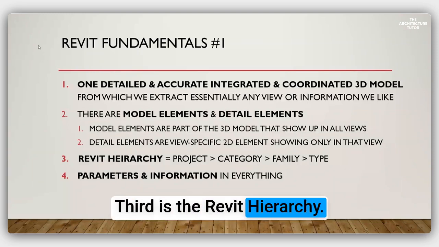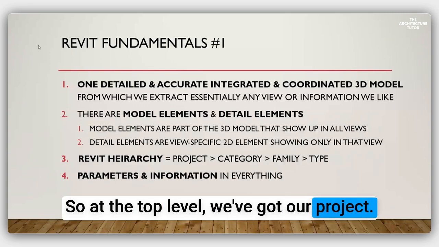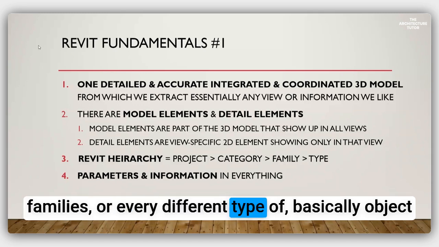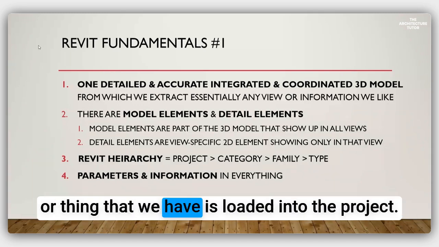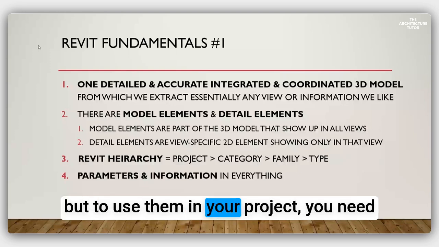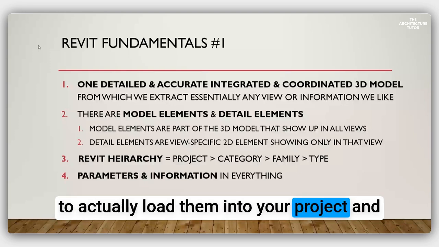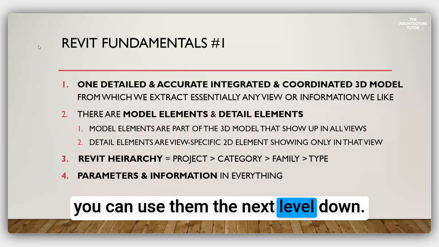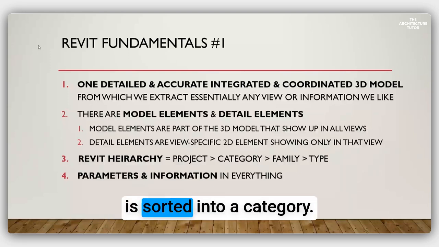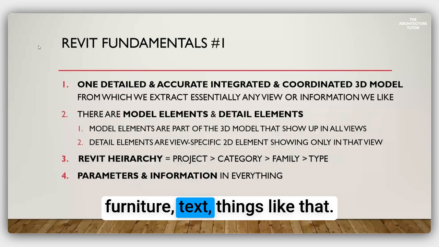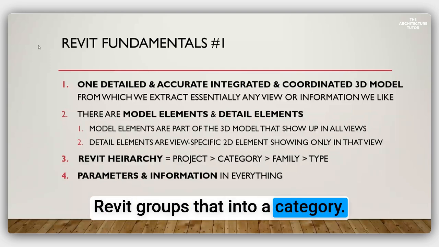Third is the Revit hierarchy. At the top level, we've got our project, which includes everything, including all our families. Basically every different type of object or thing that we have is loaded into the project. You can download families and things online, but to use them in your project, you need to actually load them into your project, and they become a part of the project from which you can use them. The next level down, inside your project, everything is sorted into a category. We saw walls, floors, doors, furniture, text, things like that. Revit groups that into a category.